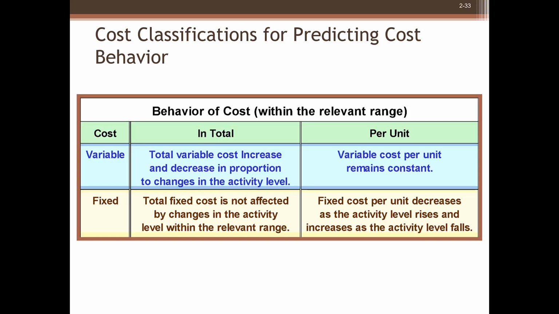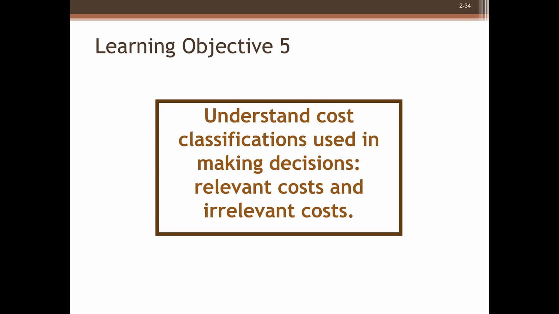This is a summary of the cost behavior for variable and fixed costs. So you can see for variable cost, total variable cost increases and decreases in proportion to changes in the activity level. But in terms of per unit variable cost, the cost per unit remains constant. For fixed cost, the total fixed cost is not affected by changes in the activity level within the relevant range. It's constant. But per unit fixed cost decreases as the activity level goes up and increases as the activity level goes down.